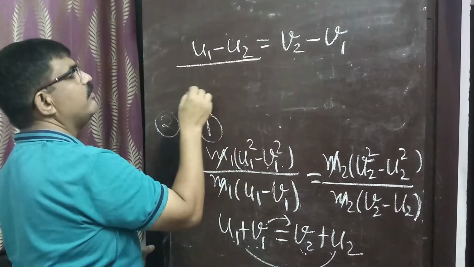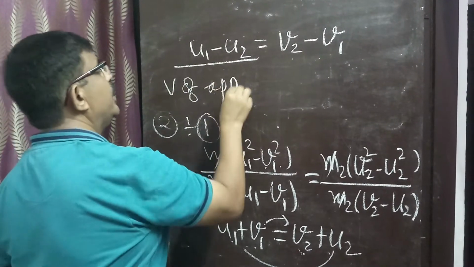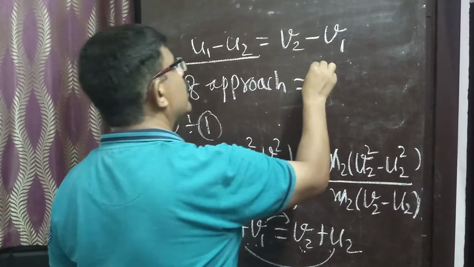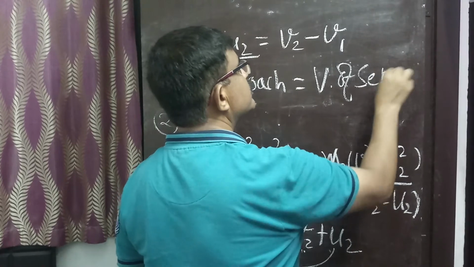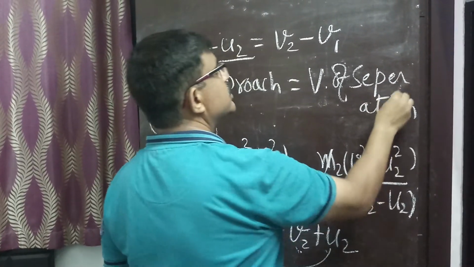This is called velocity of approach, and this is called velocity of separation. Hence velocity of approach is equal to velocity of separation.